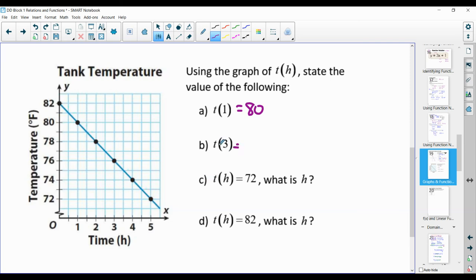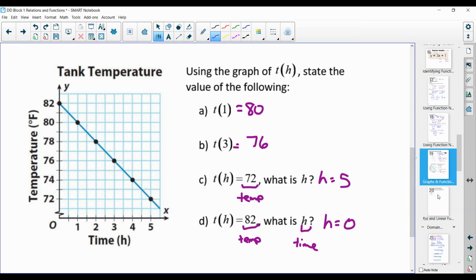T of 3. So what is the temperature when the time is 3? Well, temperature when time is 3 is 76. Sometimes when we look at a graph in context, it makes it a little easier to see how that function notation is working. And so t of h, so temperature as a function of time, is 72. So this is our output value here. So this is our temperature. So when we have a temperature of 72, our time is 5. So h equals 5. And if we have a temperature of 82, our time will be 0. So h will be 0.